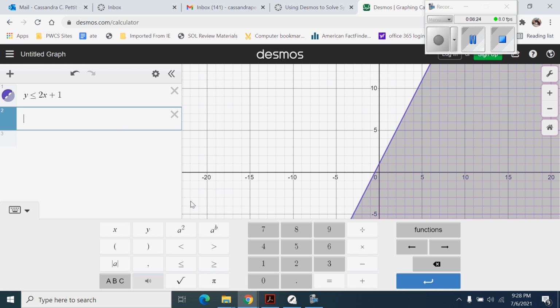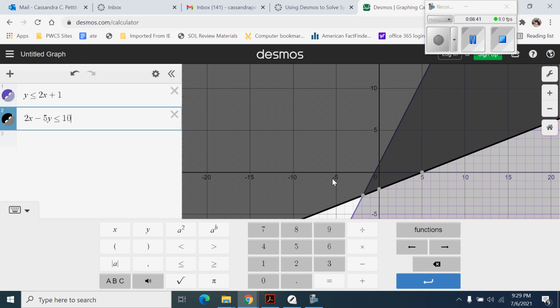But then let's do 2x minus 5y. Now this one is in black, right? So 2x minus 5y is less than or equal to 10. Okay, so that one we're again dividing by a negative, so we're going to be shading above. Now here is the solution to this inequality, and here is the solution to this inequality. The solution to the system of inequalities is where the shading overlaps, and that's really easy to see right here.